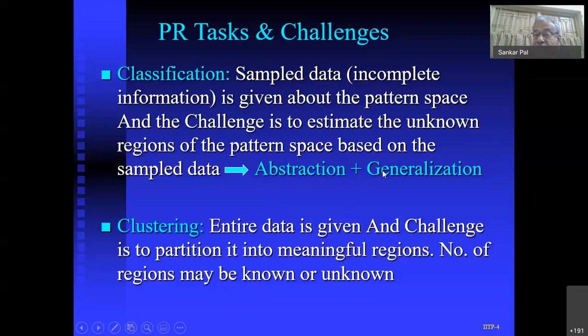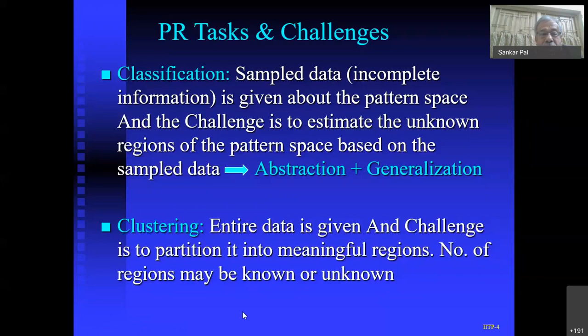Whereas on the other hand, in case of clustering, you are given the entire data set, but no information about classes, no information about their origin. And the challenge is to partition it into meaningful homogeneous regions. The word meaningful is subjective. That's why you get any kind of solution. Here the number of regions may be unknown or known. Number of regions, but you don't know which classes are there. So this is called clustering.